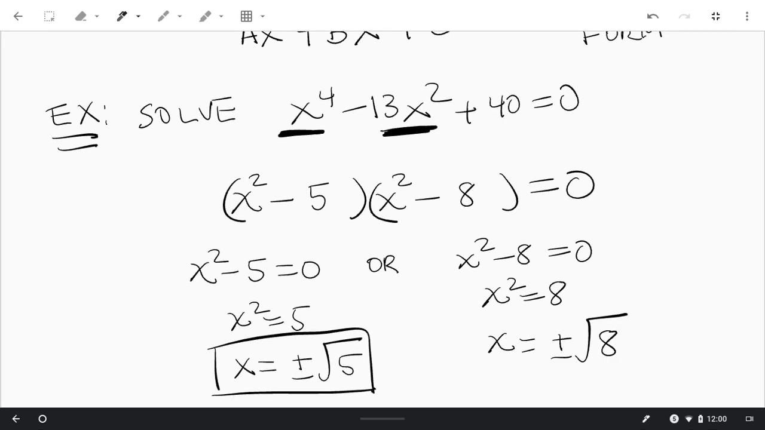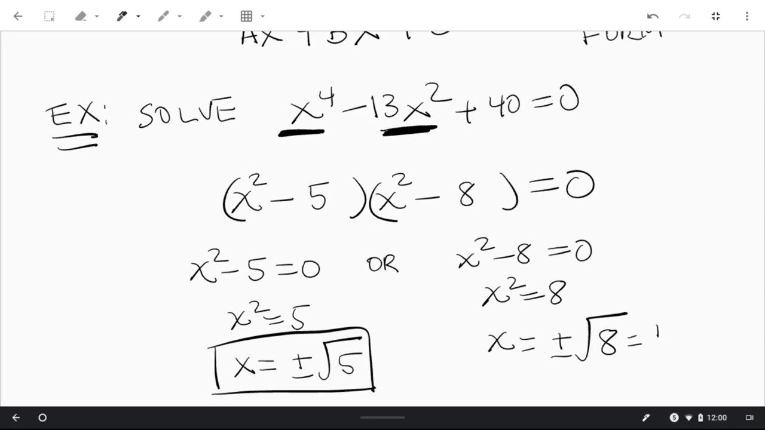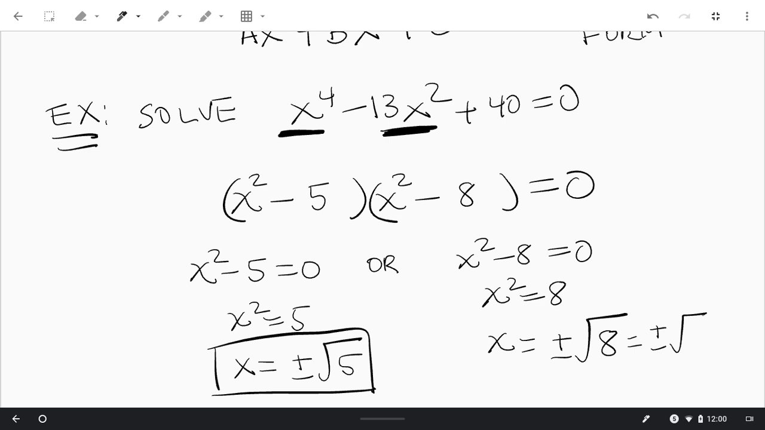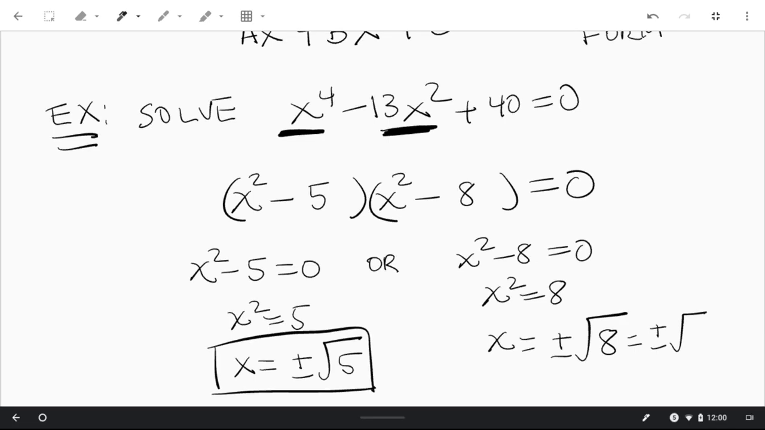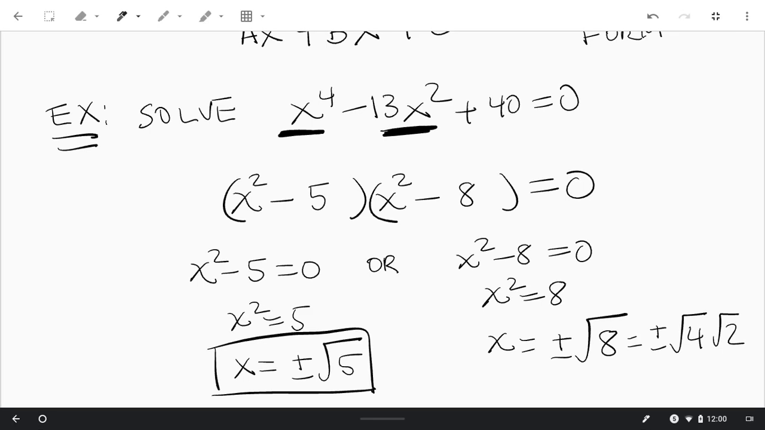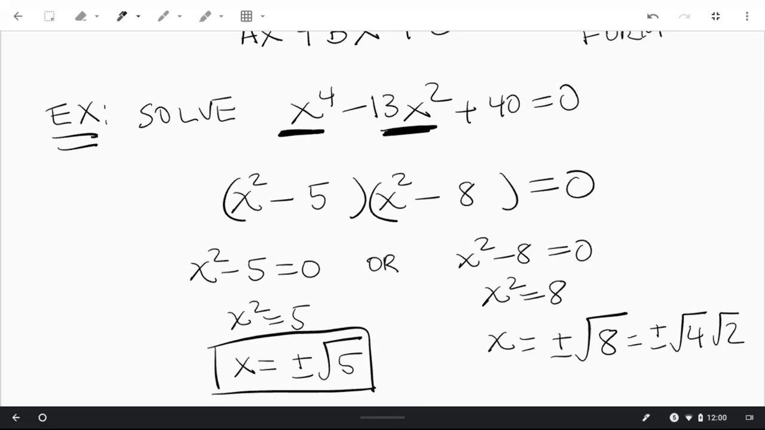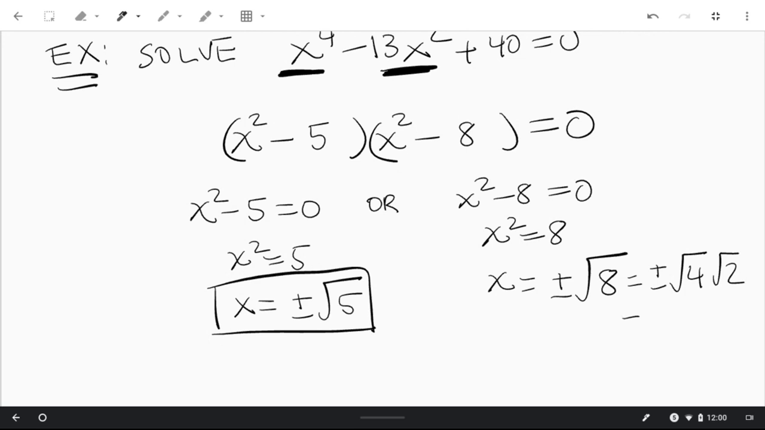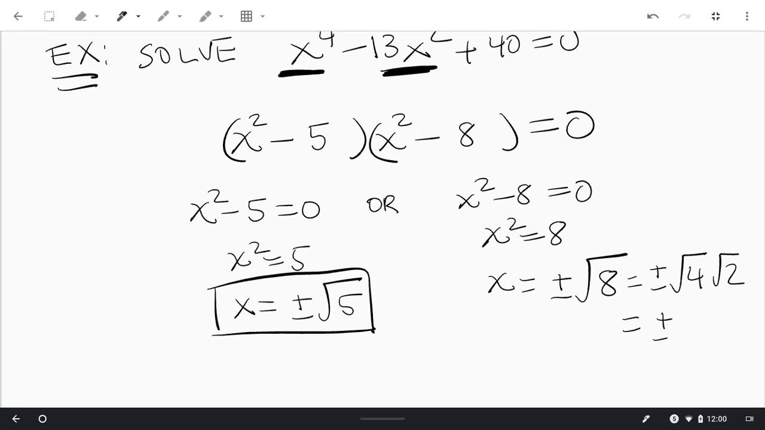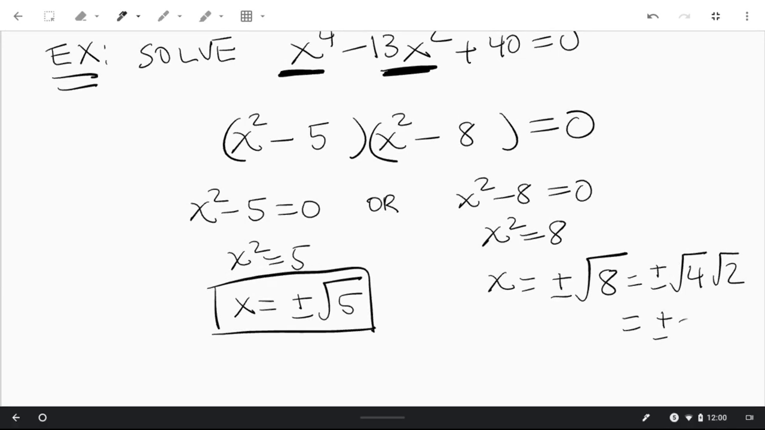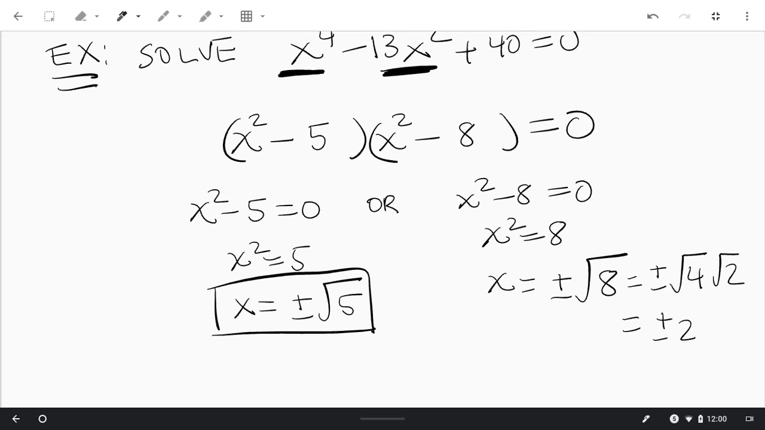We can simplify that because this is the same as plus minus square root of 4 times square root of 2, right? Okay. And then that gives us plus minus 2 square root 2.